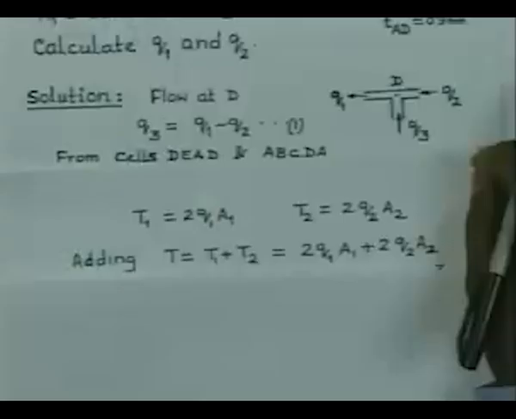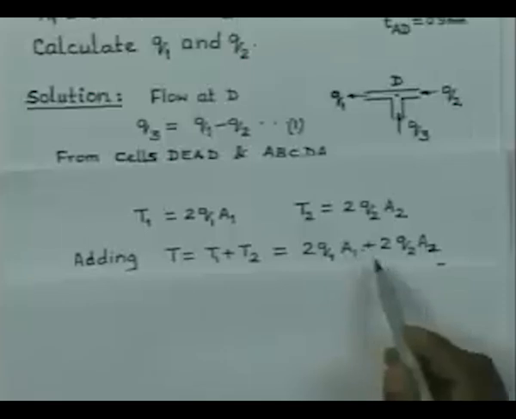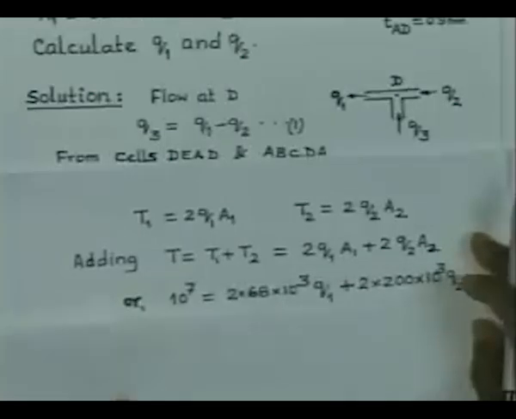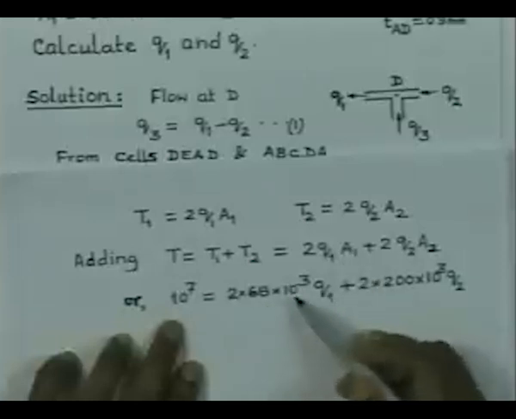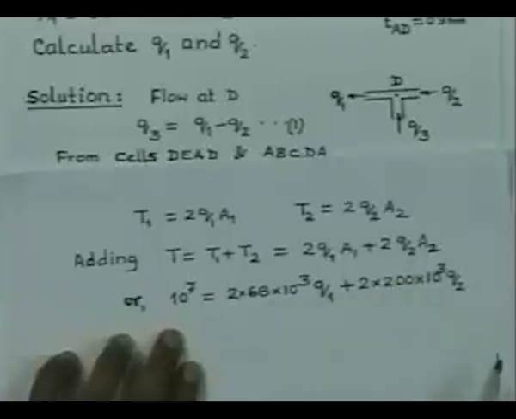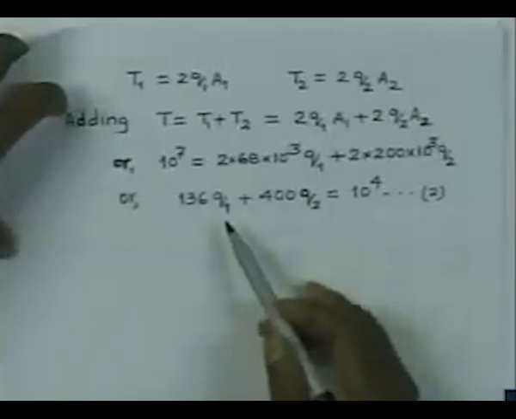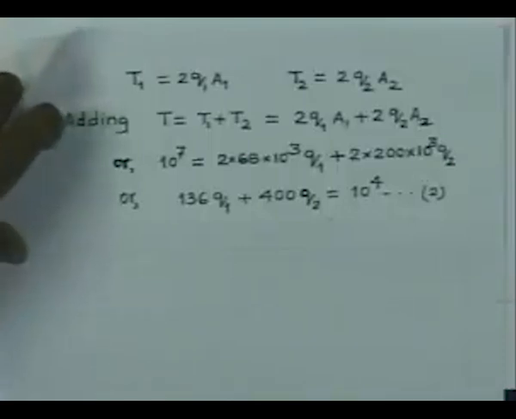Adding the two relations, we get the total torque, T1 plus T2, which is 2 Q1 A1 plus 2 Q2 A2. Now, if we substitute the values given, this is 10 to the power 7, and A1 is 68 into 10 to the power 3, A2 is 200 into 10 to the power 3. So, we get this equation. Finally, with some simplification we get the relationship 136 Q1 plus 400 Q2 equal to 10 to the power 4. Let us call that equation number 2, and already we have equation number 1, which is Q3 is equal to Q1 minus Q2.